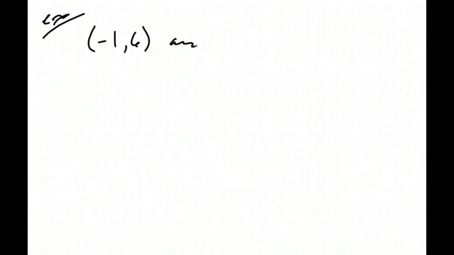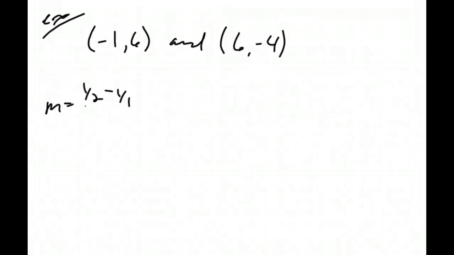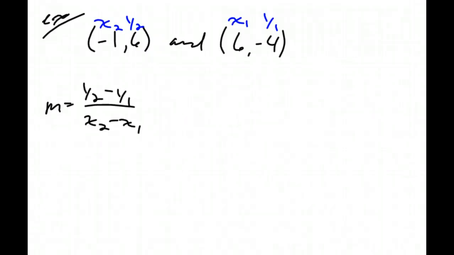Okay, let's look at yet another one. So for example, if we're trying to find the slope between -1, 6 and 6, -4, find the slope between those 2 points. Using the same exact formula, m equals y2 minus y1 over x2 minus x1. Again, it makes no difference what you call y2, y1. So say I call this one y2 this time. Then I have to call this one y1, and x1 and x2 go with their partners.